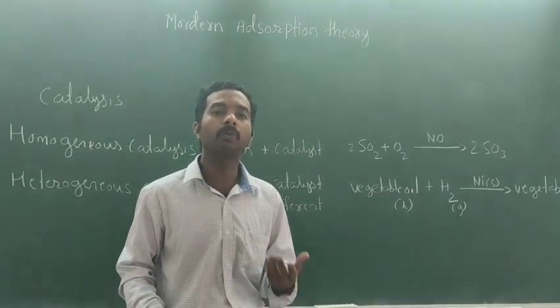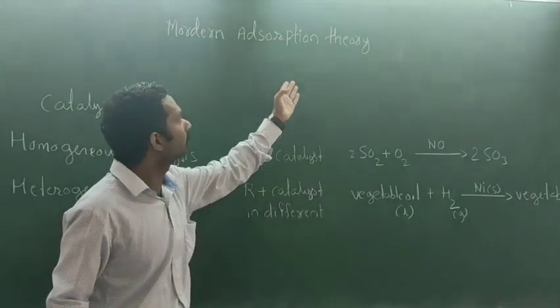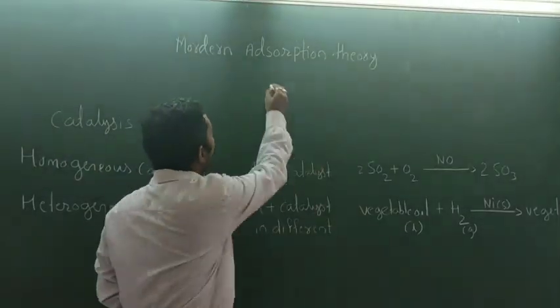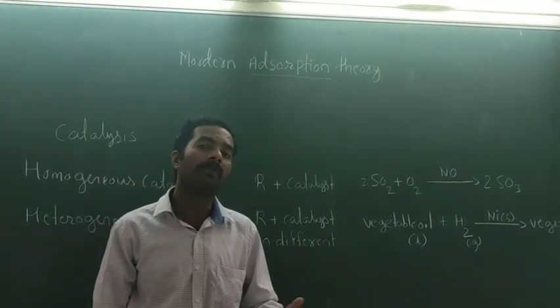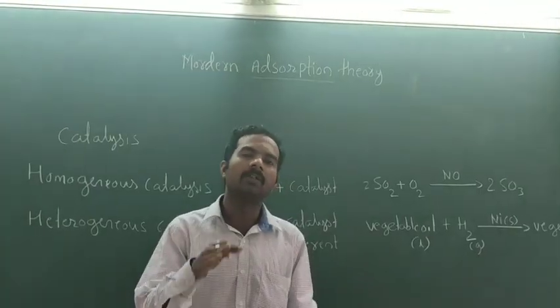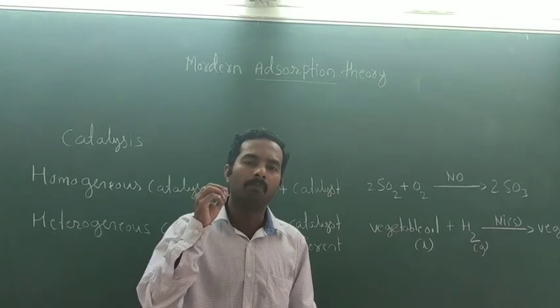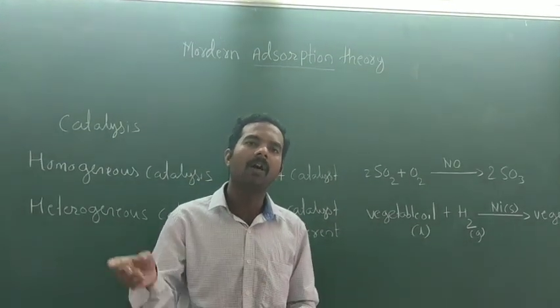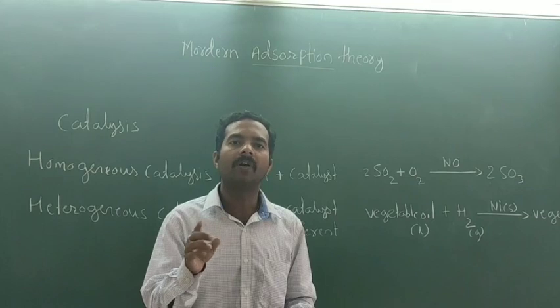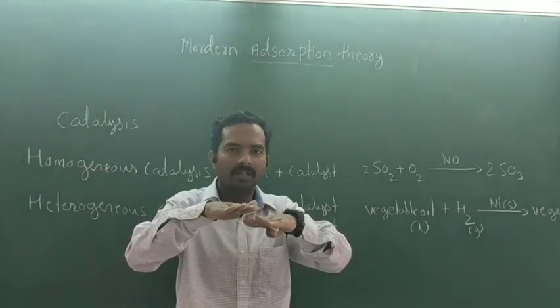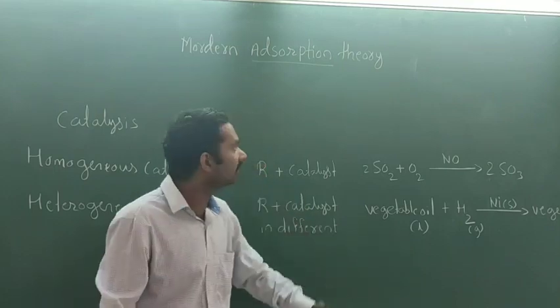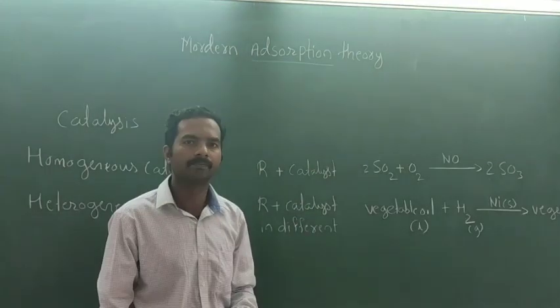So next we move towards the Modern adsorption theory. Already we know what adsorption means. So tell me, what do you mean by adsorption? It is the phenomenon in which molecular, atomic or ionic species of one substance accumulate on the surface of another substance. So this is called adsorption.